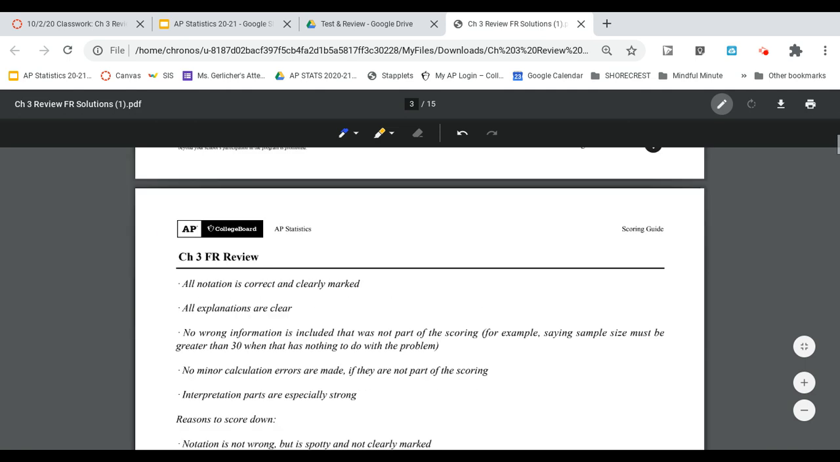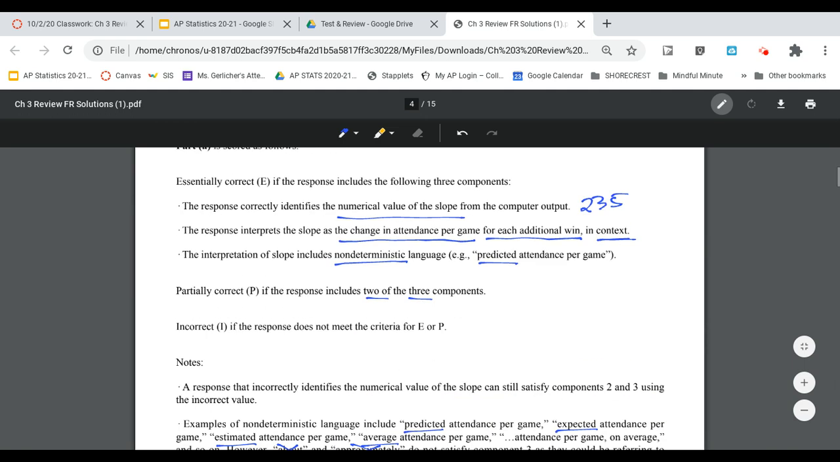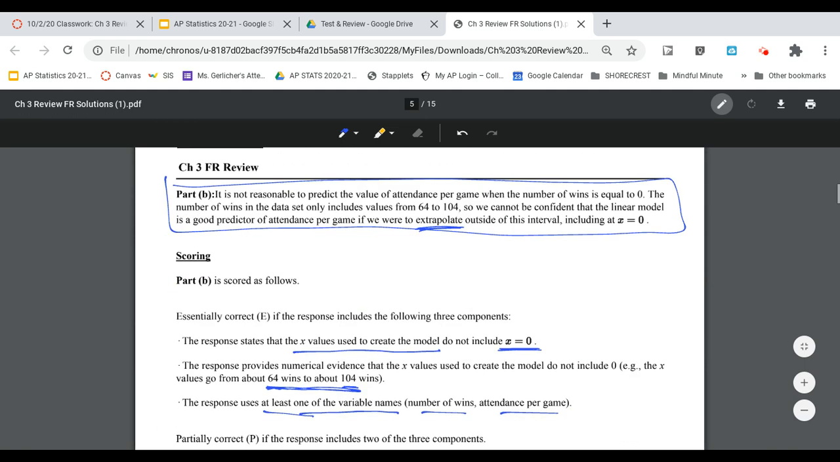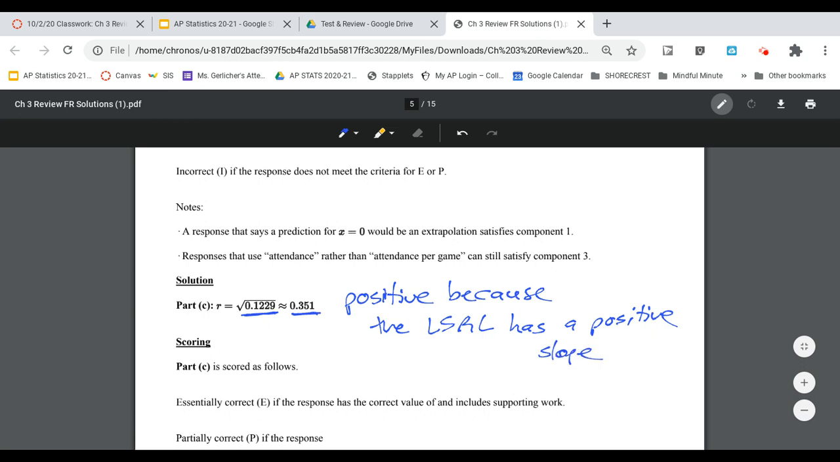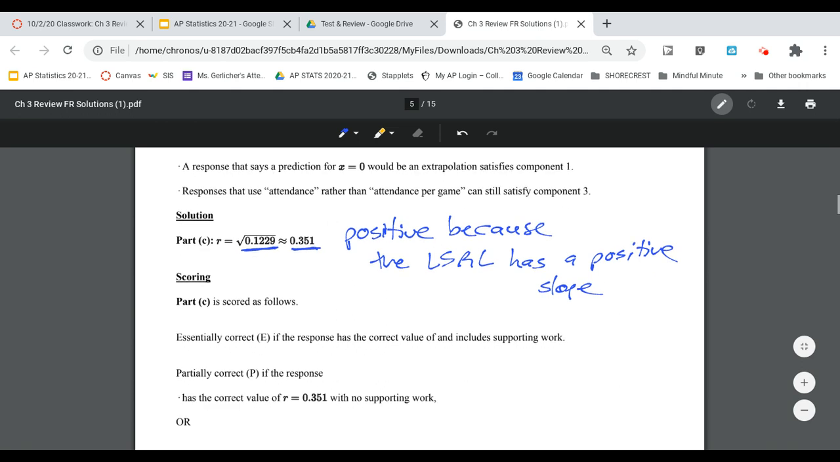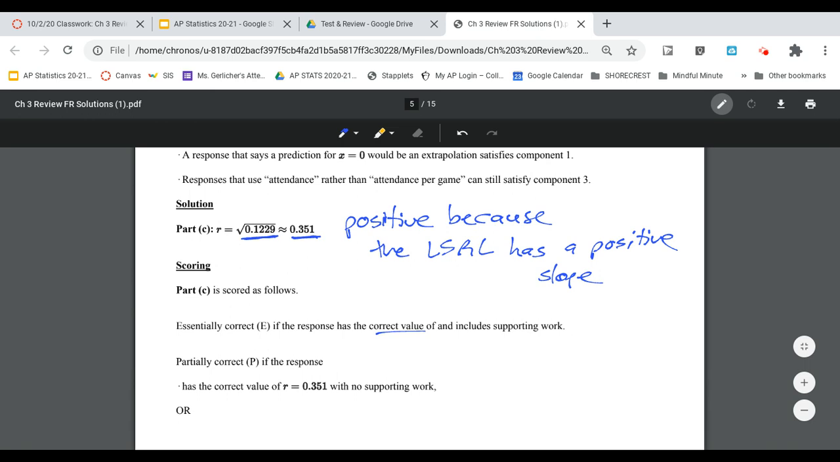So that means, let me get back down there. I'm probably making you sick with all this scrolling. There we are. It's positive because the least squares regression line has a positive slope. And you could have seen that in the graph, or you could have seen that in the computer printout by the fact that the slope is a positive number. Okay, so they need the correct value and they need supporting work. So they need to see the square root of 0.1229 to get full credit for that.